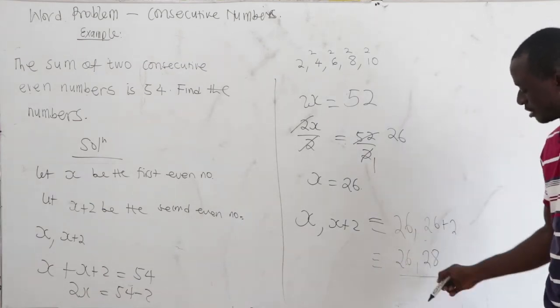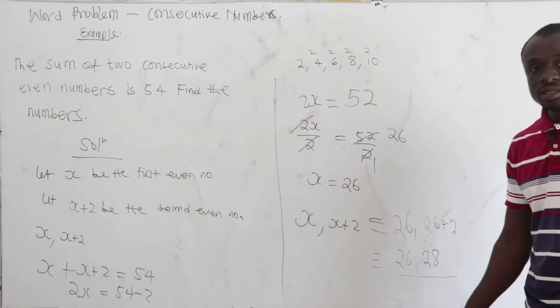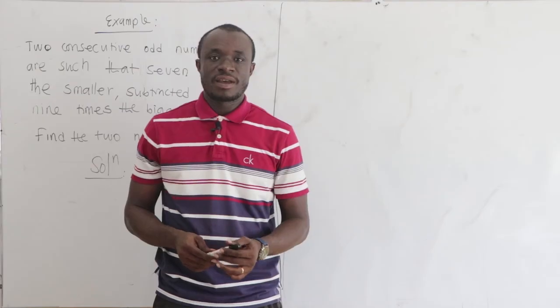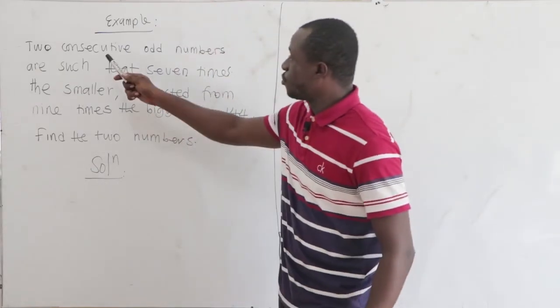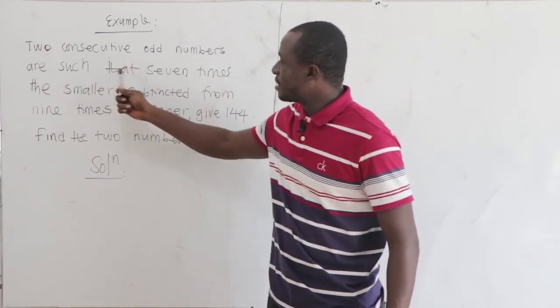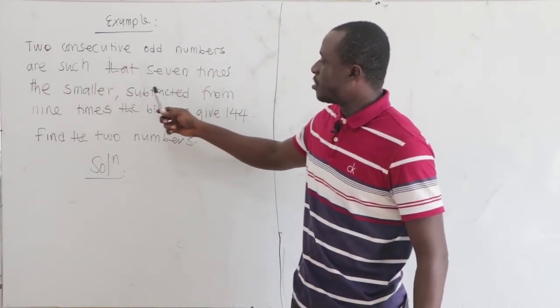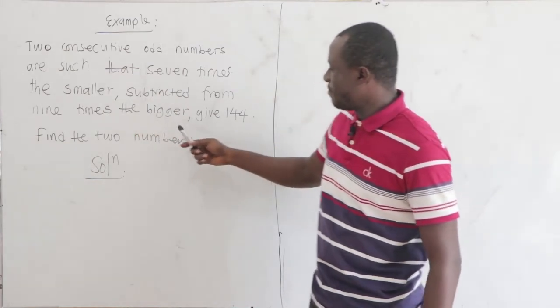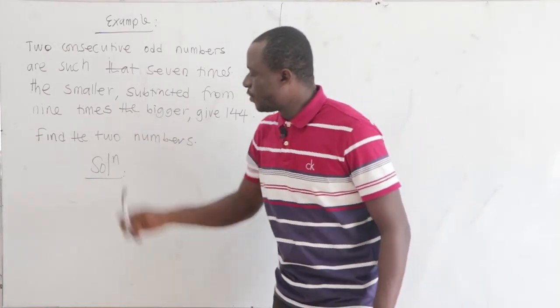And then the next even number is 28. Now let's take this example. This is a past question. Two consecutive odd numbers are such that 7 times the smaller subtracted from 9 times the bigger gives 144. We should find the two numbers.